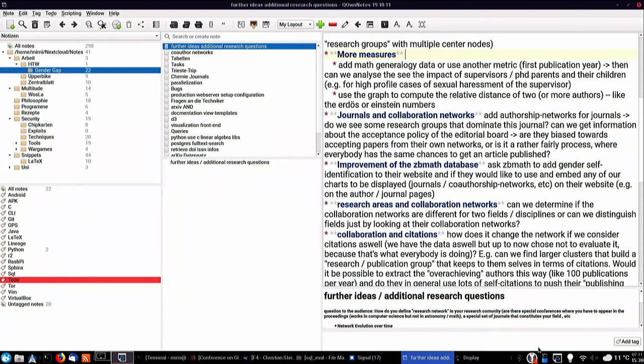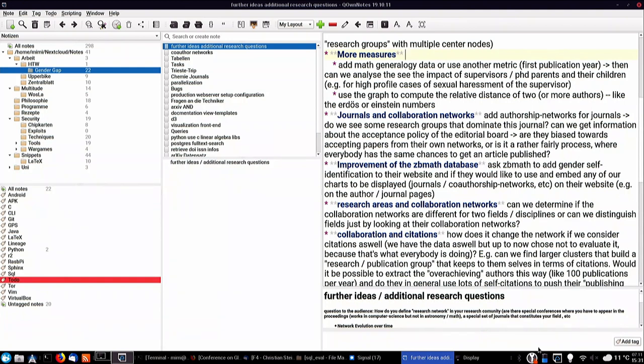What we will definitely do is ask ZB Math to improve their own data. For example, by adding a self-identification possibility to your author profile, where you can choose, okay, I see this is my author profile, and I can choose that I want to be female, male, or something else. Maybe we would see which genders people choose. And we also want to ask them if they want to add the charts we created to their website, so if you click on a journal, you get the gender statistics right away.